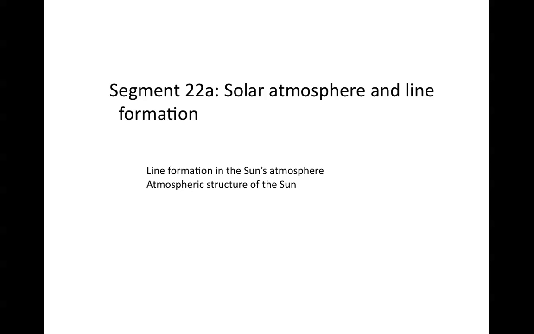Segment 22, Part A, the solar atmosphere and line formation. In this segment, we'll discuss how lines form in the solar atmosphere, the spectral lines that characterize the Sun and other stars, and we'll talk about the atmospheric structure of the Sun.